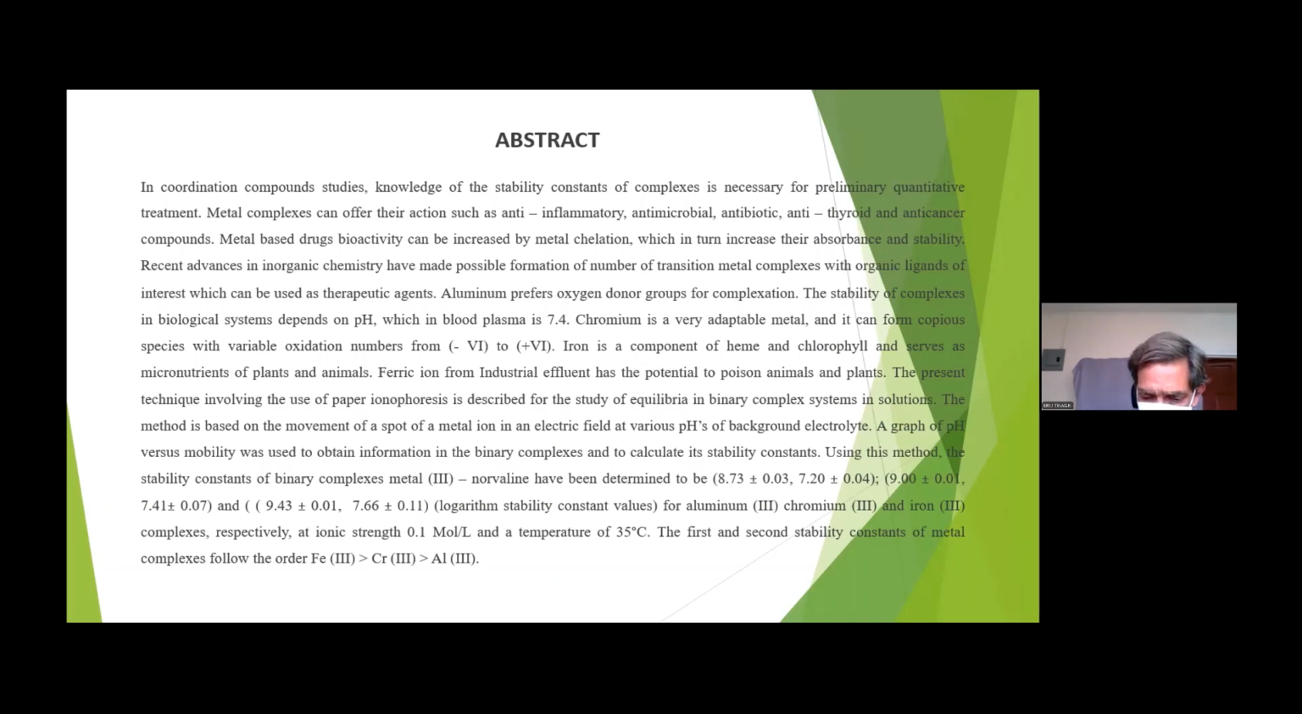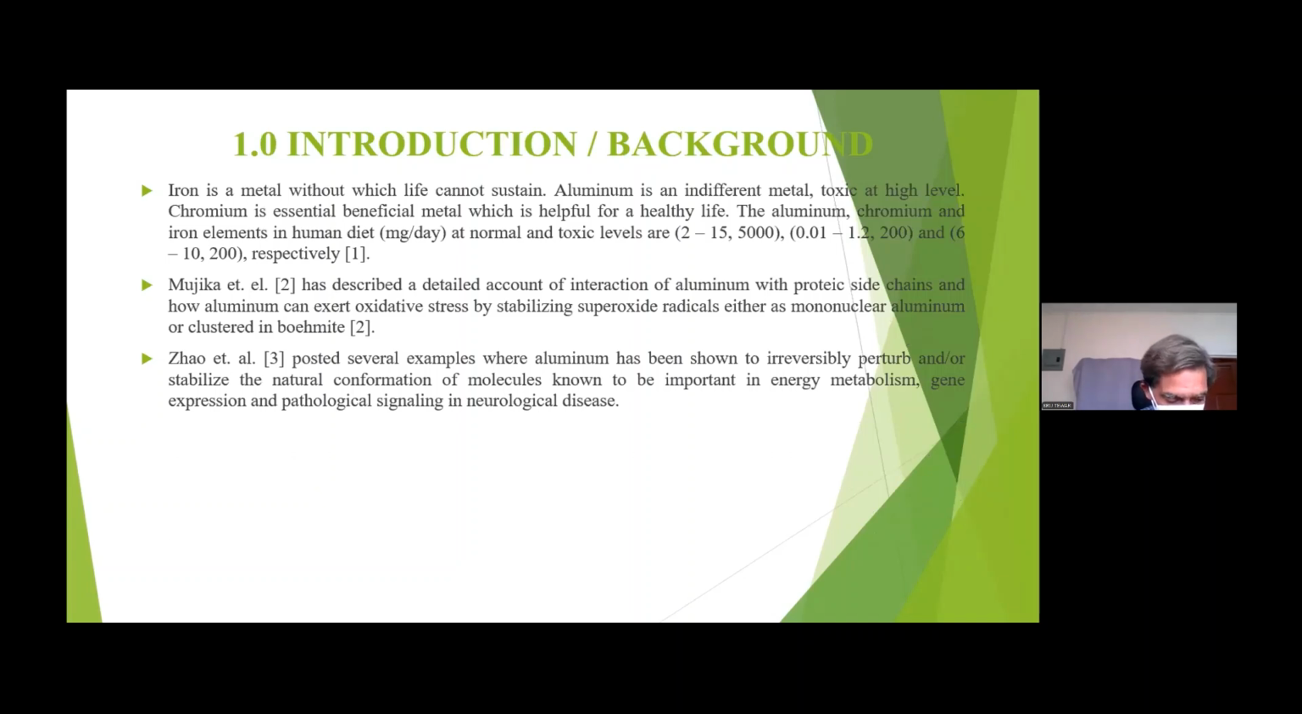Introduction. Iron is a metal without which life cannot be sustained. Aluminum is an indifferent metal, toxic at high levels. Chromium is an essential beneficial metal which is helpful for a healthy life. Aluminum, chromium, and iron in the human diet, in milligrams per day at normal and toxic levels, are 2 to 15, 5000, 0.01 to 1.2, 200, and 6 to 10, 200 respectively.